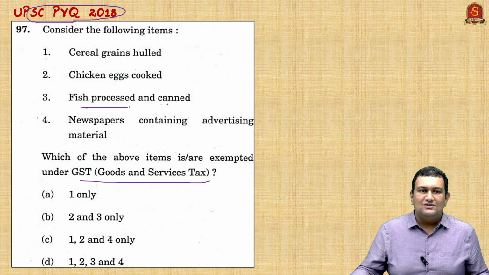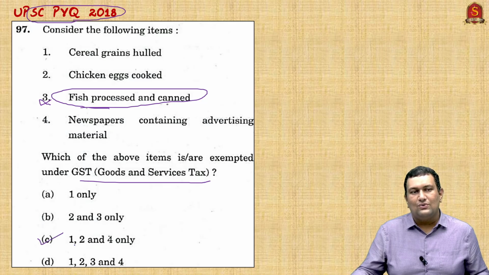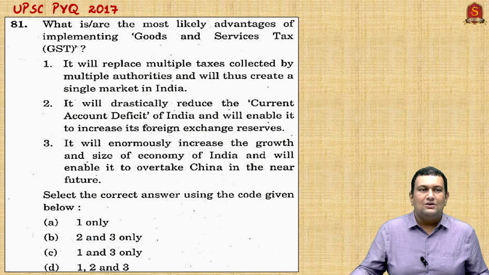From these, fish processed and canned is not exempted under GST. So if you remove option 3, the correct answer will be option C, 1, 2 and 4. Also regarding the GST, do check about the GST Council, how its voting is done and its relation to federalism and center-state relations. The next question is regarding a PYQ of 2017. This is also regarding the GST.